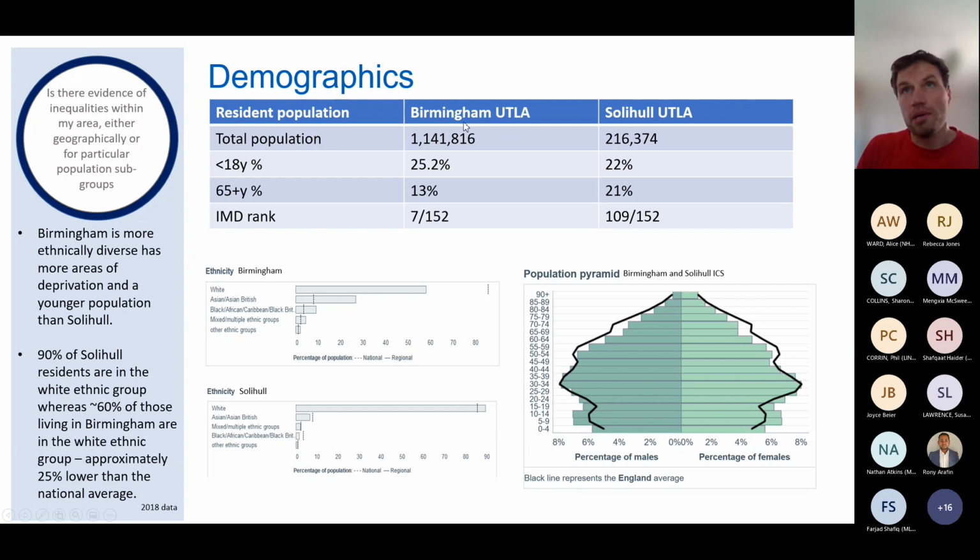So BSOL covers Birmingham and Solihull, which are different. Birmingham's a big city with lots of people. Solihull's not so big. Solihull residents tend to be older, living in less deprived areas, and also less ethnically diverse. And these slides come from the PAPI dashboard, which hopefully I can just tab to.